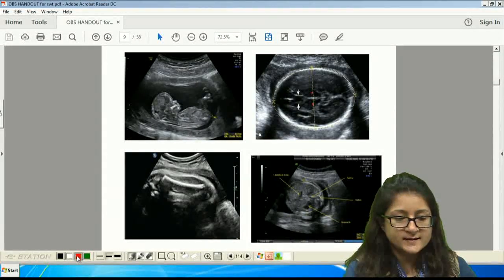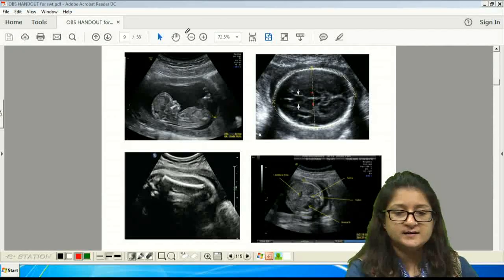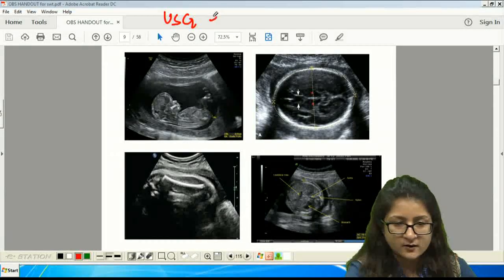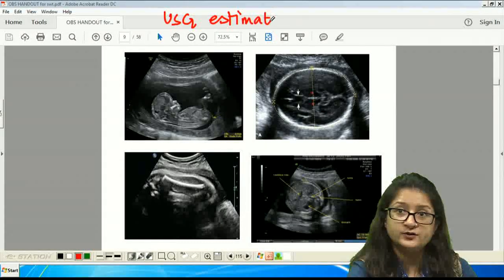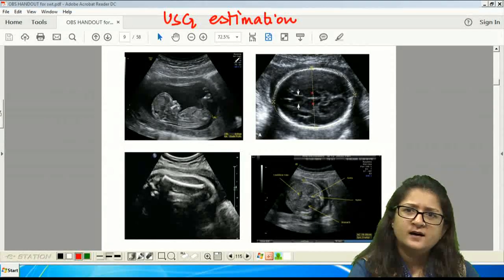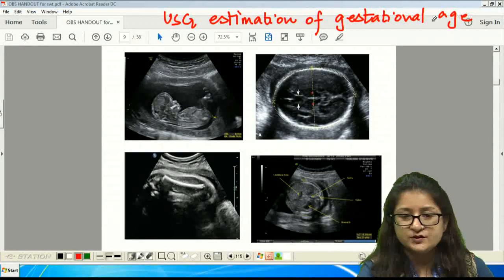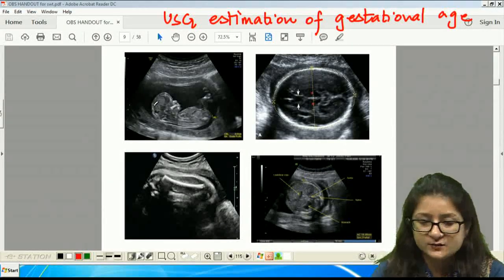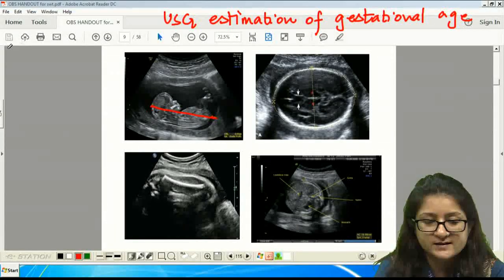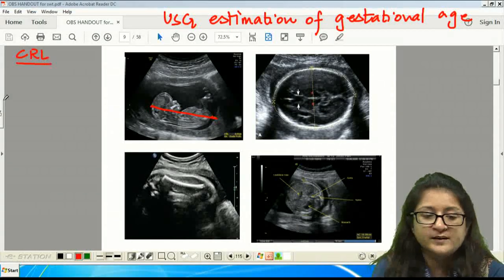Yeah, so this is about the ultrasound estimation of gestational age that I want to talk about. If you see here in the first figure, this is what we are measuring, the CRL, crown rump length.